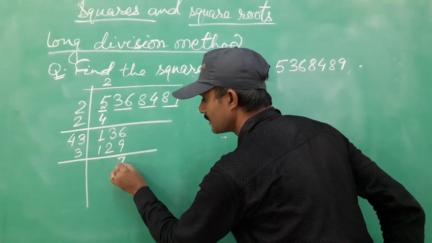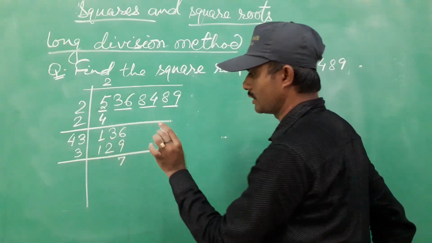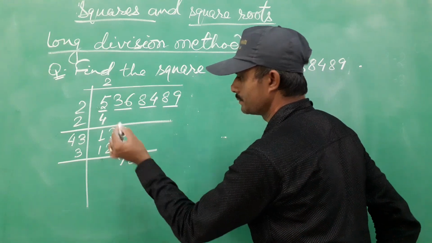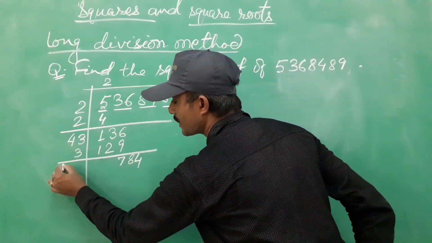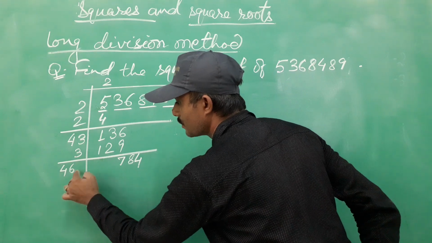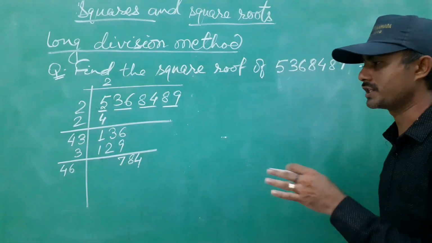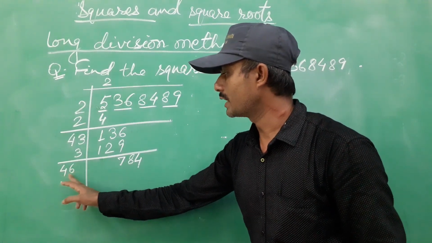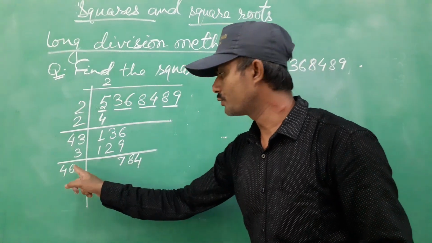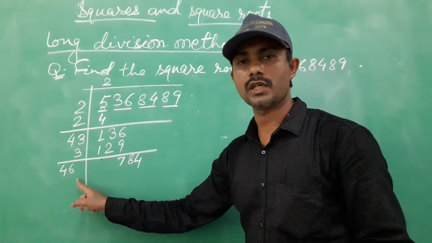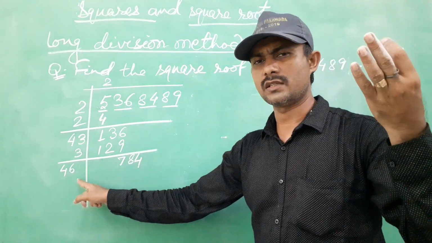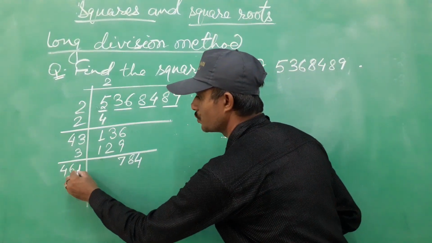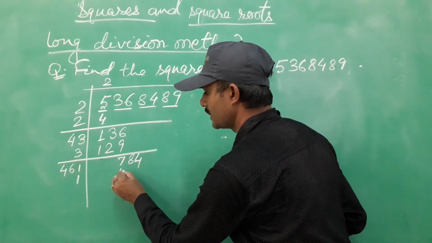Subtract. 7, yes, it is 7 only. Then next pair is 84, and here add 43 plus 3, 46, and make a gap to write a new digit. Then again, if we are writing 1, 461 times 1. If 2, 462 times 2 will be more than 800, because 400 times 2. So we have to use 1. 461.